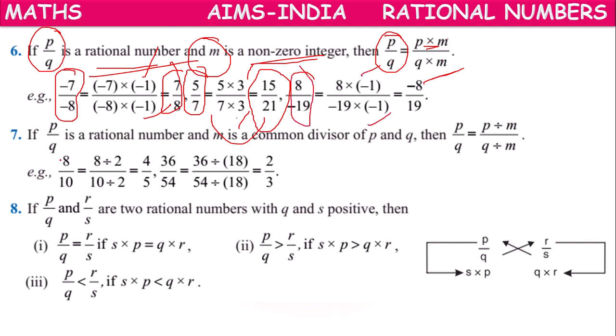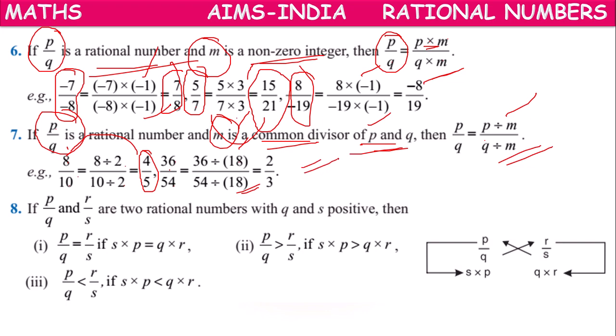Not only multiplication, if p by q is a rational number, m is a common divisor of p and q, then we can divide with m also. 8 by 10 equals 8 divided by 2, 10 divided by 2, which is equal to 4 by 5. Both of them are equivalent. 36 by 54, common divisor is 18. 36 by 18, 54 by 18, 2 by 3.